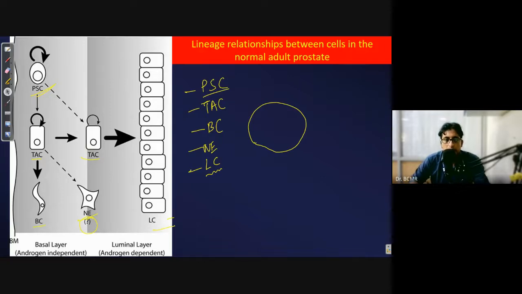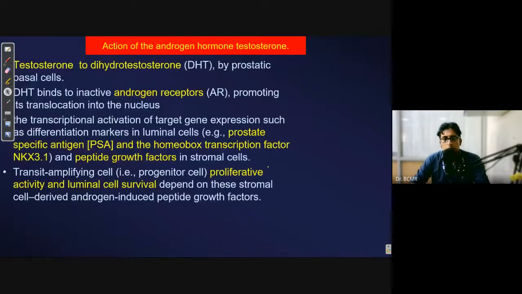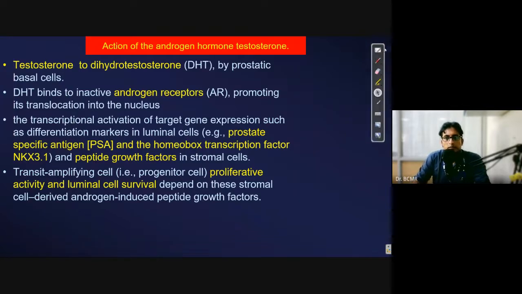As I described, the luminal cells are androgen dependent. That means their survival or longevity is dependent on androgens. We will see the regulatory pathway as we progress. We will go to the slide, and that will help us better.